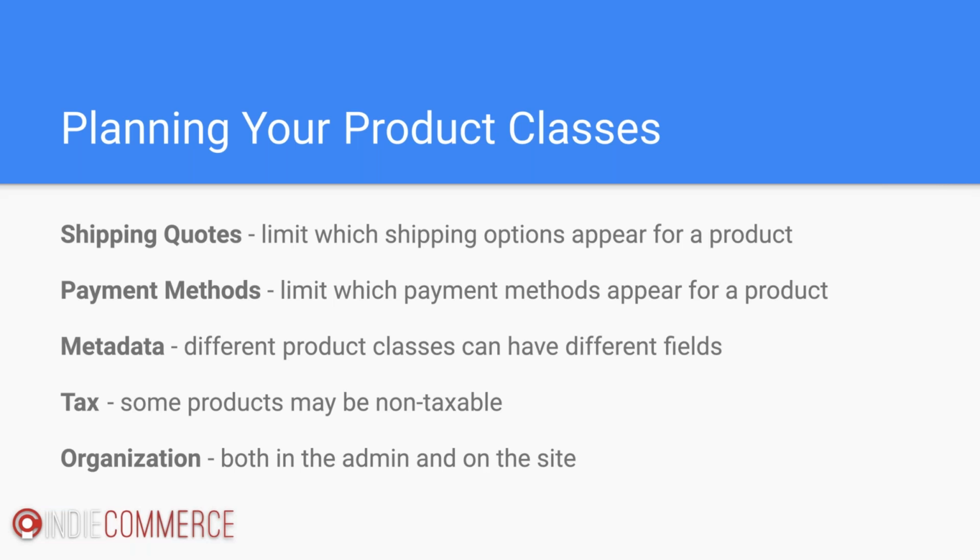Tax is another consideration when you're planning product classes. If you have some products that are non-taxable, by putting them in a different product class, you can control the taxing rules and how they apply to those products. And finally, organization. So both in the administrative interface, when you and your staff are managing your inventory, and in the customer-facing part of the site, when you create lists and views and things like that, it can be very helpful to have your products grouped by type so that you can filter them or make a view that shows only your coffee mugs or only calendars or something like that.